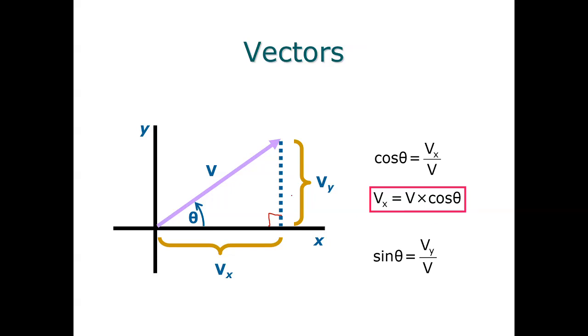We also notice that we can find the y component of the velocity too, because the sine of this angle theta is equal to the y component of the velocity, the opposite, divided by the magnitude of the velocity. And so yes, we can just rearrange that. So the y component of the velocity is the magnitude of the velocity multiplied by the sine of the angle theta.